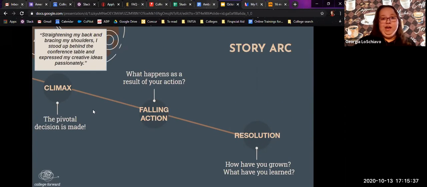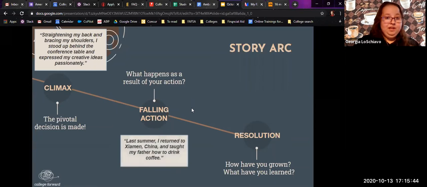Then you have the falling action section. What happens as a result of your action? So our author says, "Last summer, I returned to Xiamen, China, and taught my father how to drink coffee." So this is all coming back around to that first sentence where they were sitting on the mat drinking tea with their father, but now they're coming back with these experiences and they're bringing coffee back with them too.